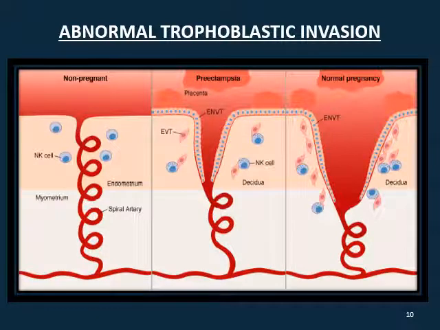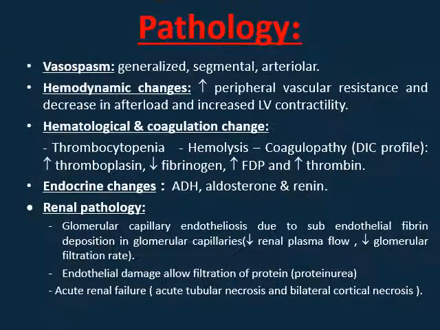This slide demonstrates the pathophysiology of preeclampsia. There is an abnormal trophoblastic invasion in case of preeclampsia if compared with normal pregnancy. Pathology of preeclampsia include generalized vasospasm, increased peripheral resistance, increased left ventricle contractility, thrombocytopenia, hemolysis, coagulopathy, endocrinal changes in aldosterone, antidiuretic hormone and renin pattern, renal pathology resulting in decreased renal plasma flow, endothelial damage, and acute renal failure.